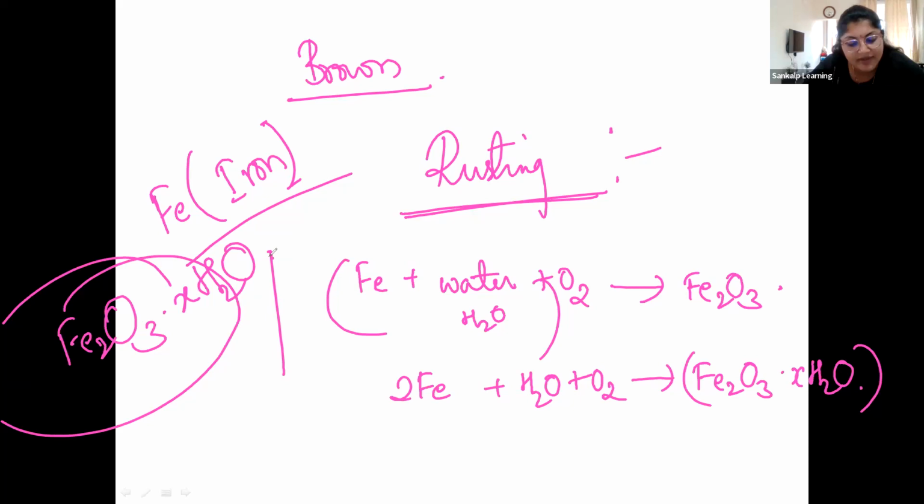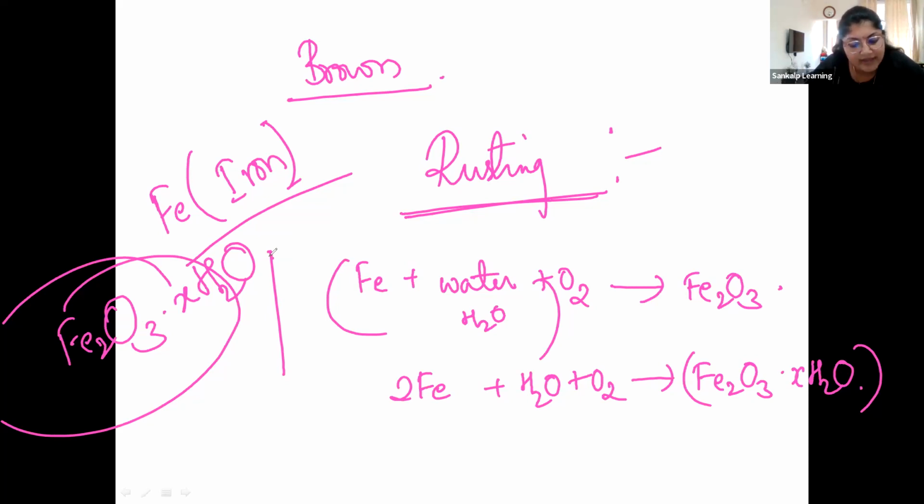Rusting can be prevented by not allowing iron to come in contact with air and moisture. Some methods which can be used: painting. Paint prevents the surface of an iron object from coming in contact with air and moisture, thereby preventing rusting.